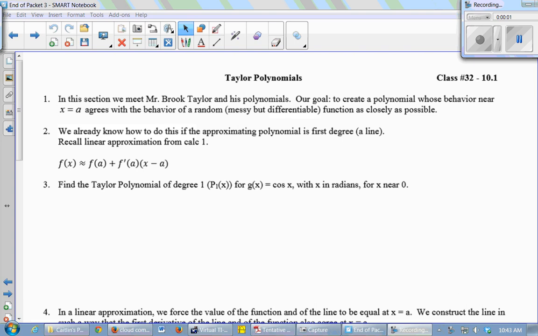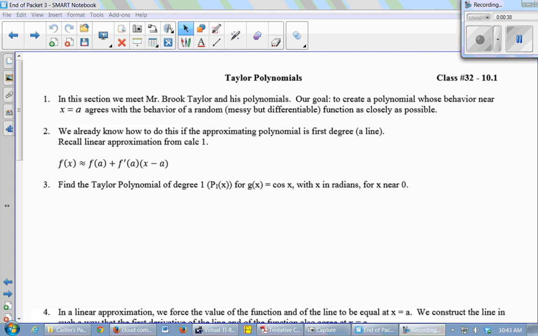In this section, we meet Mr. Brooke Taylor and his polynomials. Our goal is to create a polynomial whose behavior near some given x value agrees with the behavior of a random messy function, right? So we don't like messy functions because they're hard to take derivatives of, they're hard to integrate. So if we could create polynomials, which are sort of the simplest kind of functions to deal with, whose behavior matches our messy function, it would make our lives a lot easier.